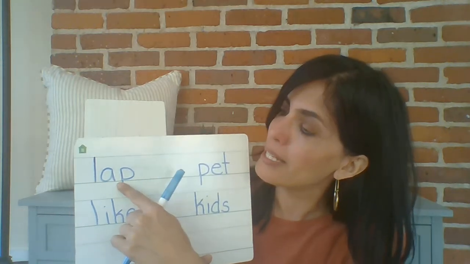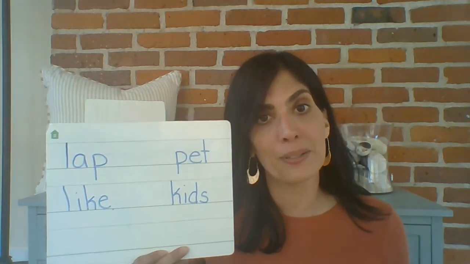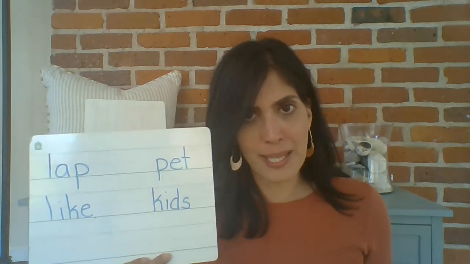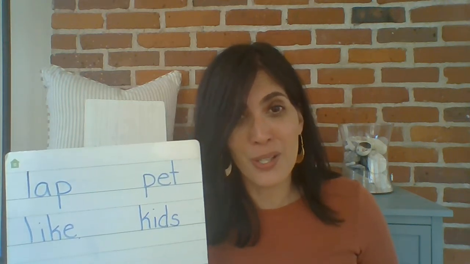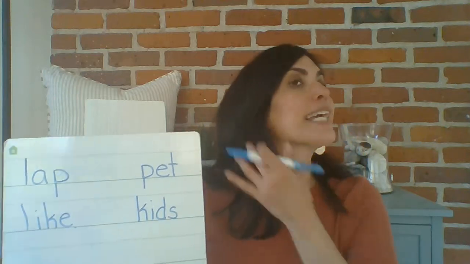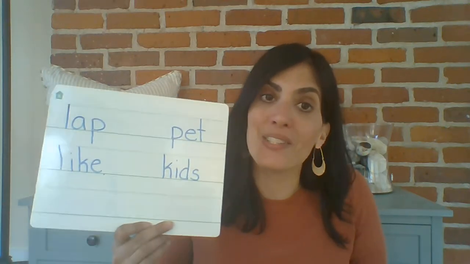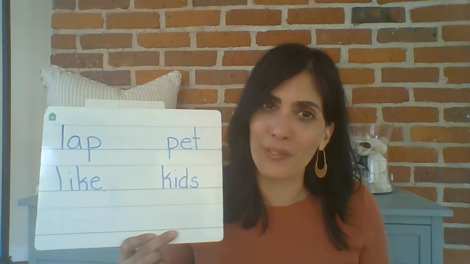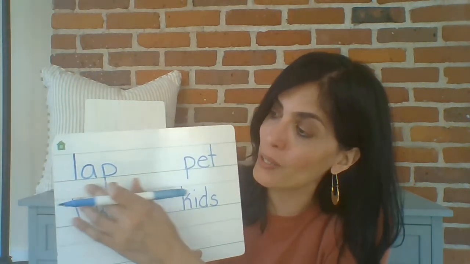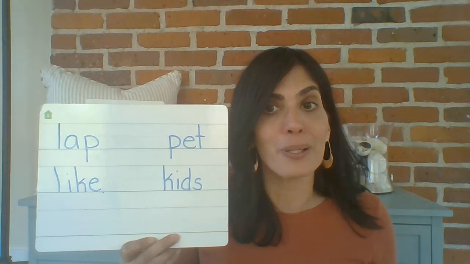This first word says lap. Okay, and your lap is when you sit down in a chair and maybe you put a book on your legs. That's where your lap is. Or if you have a cat or a pet, sometimes they like to sit on your lap, and that's where your legs are when you're sitting down in a chair or on the floor. Okay, so you're going to see this word lap in today's book.